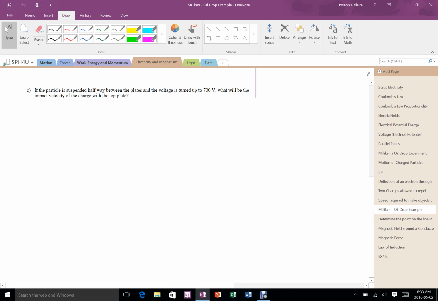If the particle is suspended halfway between the plates and the voltage is turned up to 700 volts, what will be the impact velocity of the charge with the top plate? So here we have the two plates. They used to have 120 and 0, sorry, that's 120 volts, and that meant this particle could be suspended easily. But what if we turn up the power to 700 volts? Now the electric force is going to go bigger, and the force of gravity will stay the same. So this particle is going to accelerate upwards and hit the top plate.